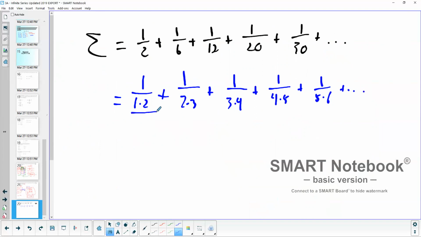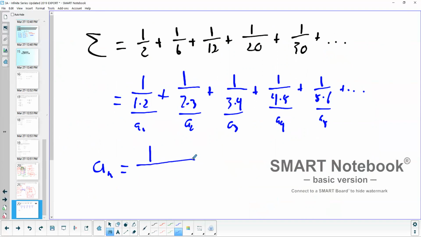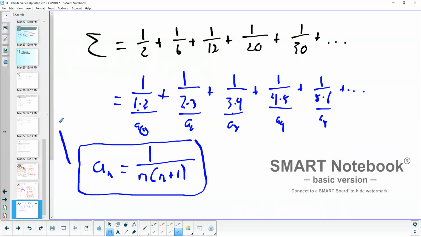And now, hopefully you see the pattern that each particular term is just the product of two consecutive integers. If this is my first term, this is my second term, this is my third term, this is my fourth term, and this is my fifth term, it looks like if I ask you what the nth term in the series is, each term is 1 over, and then you're multiplying two numbers together. The first number is just whatever the n value is, which is 1. Here it's 2, here it's 3, so it's n. And then the other term is n plus 1. And so this is actually our rule for the nth term of this particular series.